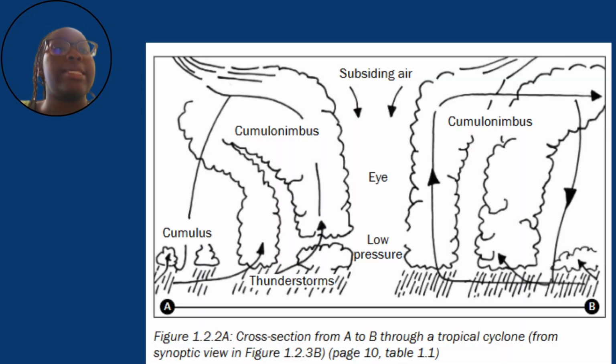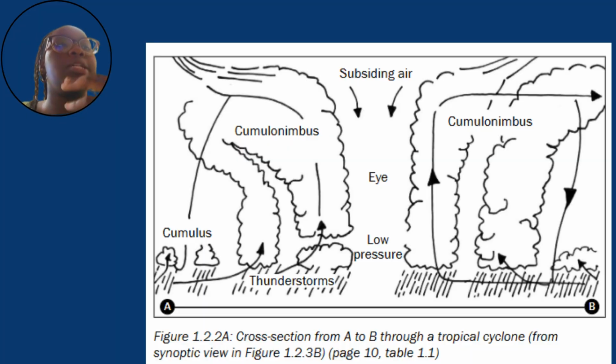And as this air is now converging and rising up, we have cumulonimbus clouds that are forming, and then heavy thunderstorms. And then, as you can see, once the air subsides, there's not much rain. It's a bit lower pressure. So again, that's why the eye of the storm is calmer. So that's the low pressure.